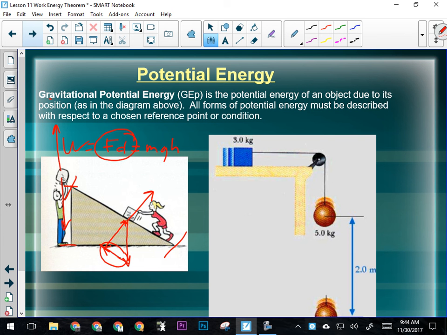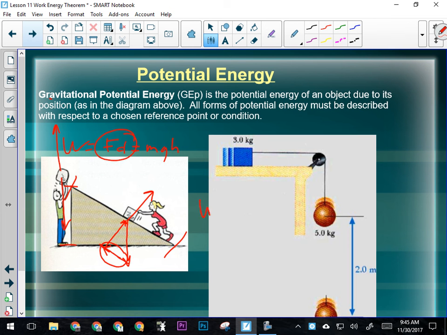All right, so gravitational potential energy is the potential energy of an object due to its position. All forms of potential energy are described with respect to a chosen reference point or condition, usually ground level. But a question could say, what's the work done in going from the second floor of a building to the fourth floor of a building? In which case your reference point isn't the ground, now it's the second floor. So you just have to watch for that.